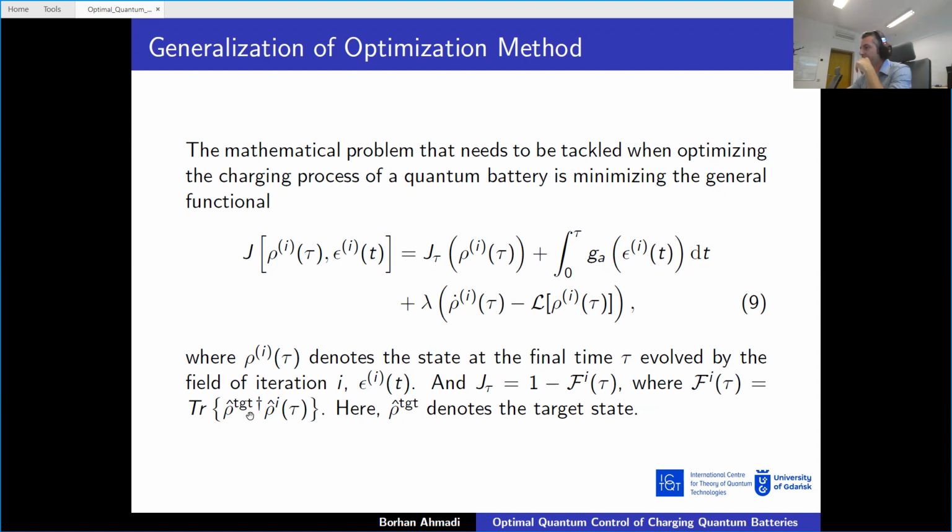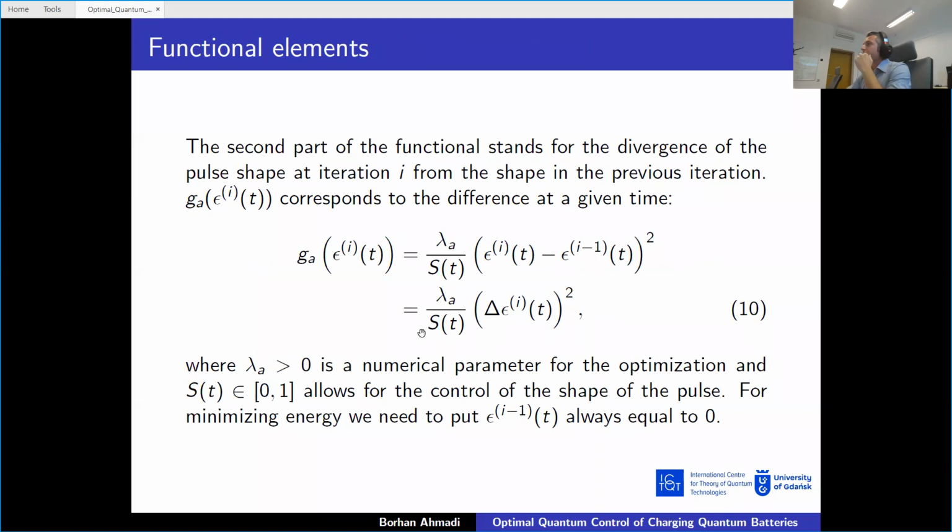Okay, rho TGT is the target state that we want, and rho I tau is the final state of the system. GA is the running cost on the field. I will explain it in the next slide. And the constraint will be the Liouvillean master equation, and lambda is the Lagrange multiplier. So the GA is the divergence of the pulse at iteration I and the previous iteration.